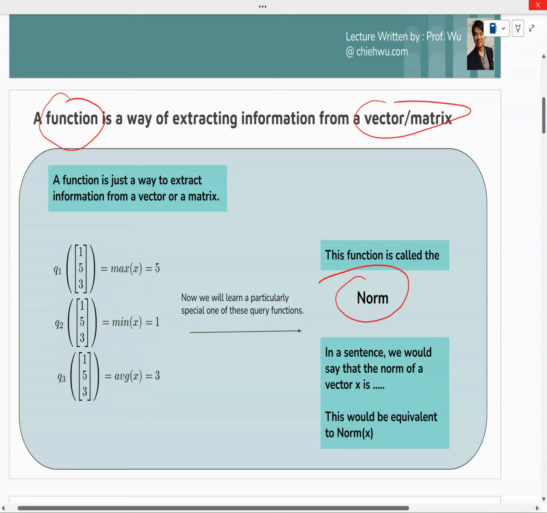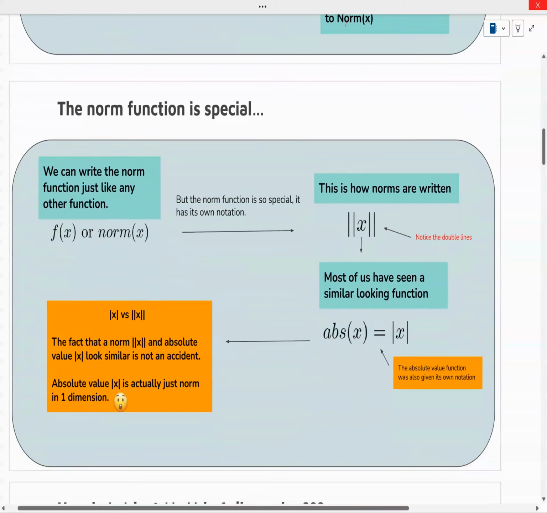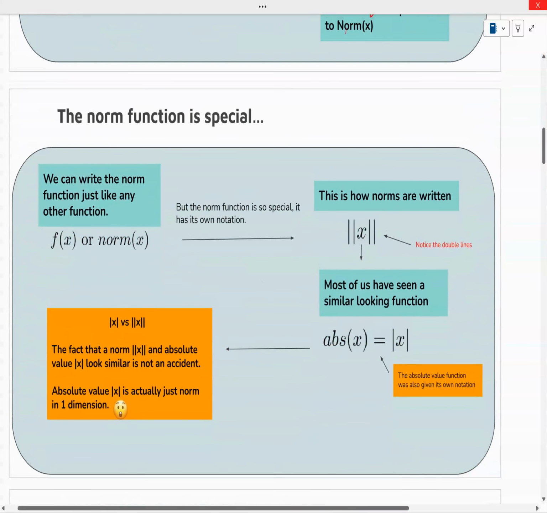In a sentence, we will say it as: the norm of a vector is dot dot dot. Like the max of a vector is, the min, the average of a vector is. Here, we're going to say the norm of a vector. You can picture it like average, min, max. Here is the norm of x. So once again, we put a vector x into a function, and we extract the norm information. Now, the norm is so special that it merits its own symbol and understanding.